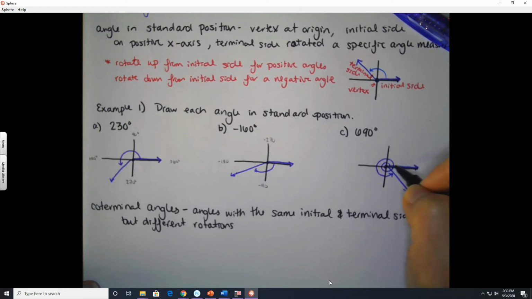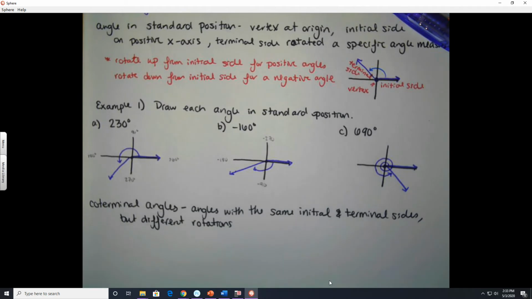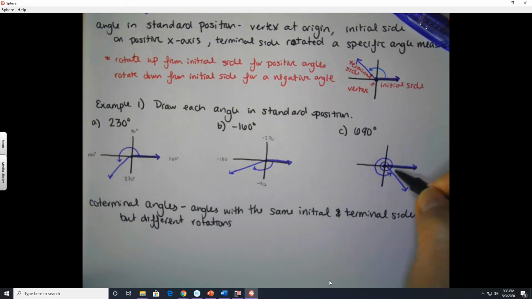starting here and just going around this one time. We could have also gotten this same initial and terminal sides by rotating in the negative direction from here to here. Or there's a whole lot of ways to get the same initial and terminal sides, right? Just by going around an additional time or additional 2 times or rotating the opposite direction. So there's an infinite number of coterminal angles for any given angle.